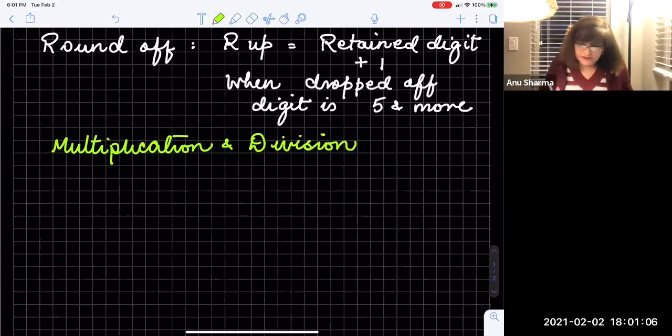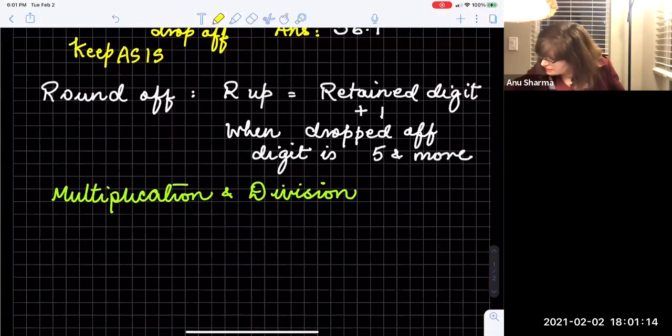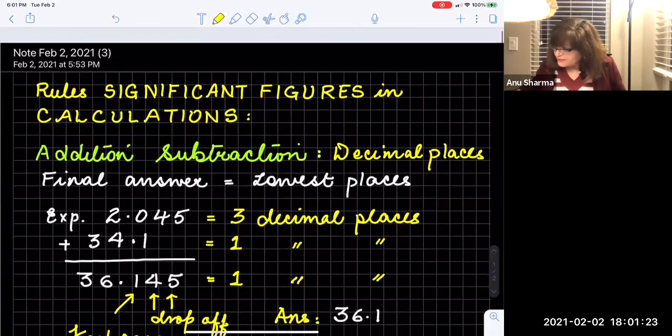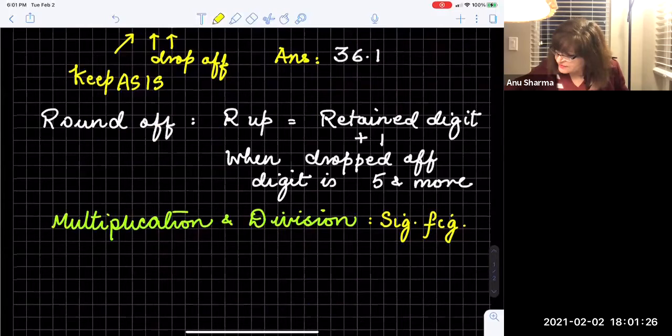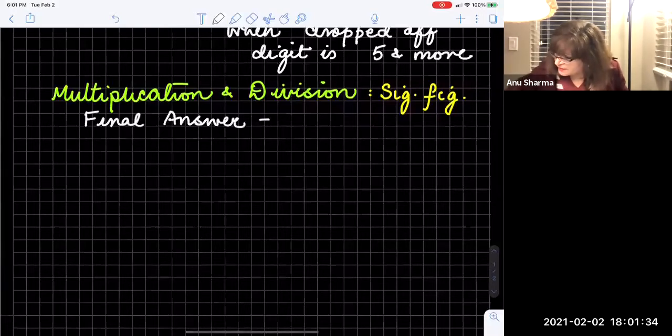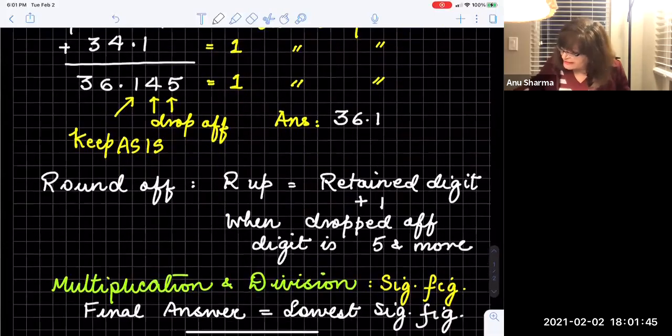Okay, in multiplication and division, in this case, we are going to count the significant figures. We call it sig figs, more like a short form of this. So what does this mean? This means that the final answer will contain the lowest significant figures that were used in the computation. Okay, so now let's look at one example here.